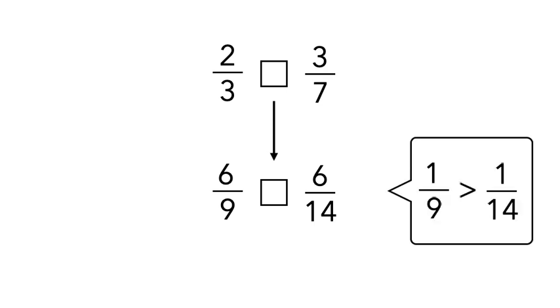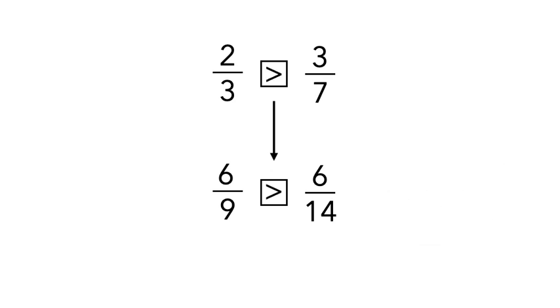So how does that help us solve the problem? Well, we know that 1/9, 1 part out of 9, must be bigger than 1 part out of 14. So if they both have 6 parts, the 6/9 must be larger, and therefore the 2/3 is larger than 3/7.